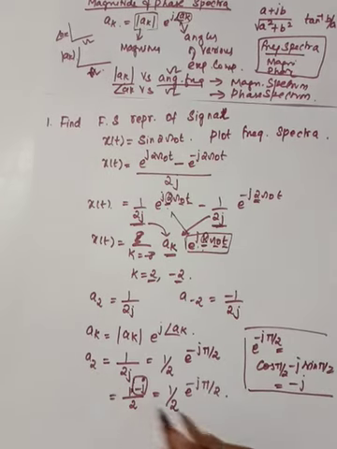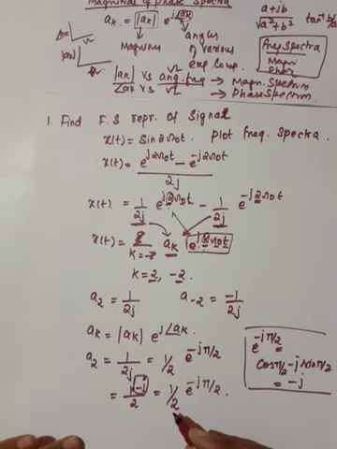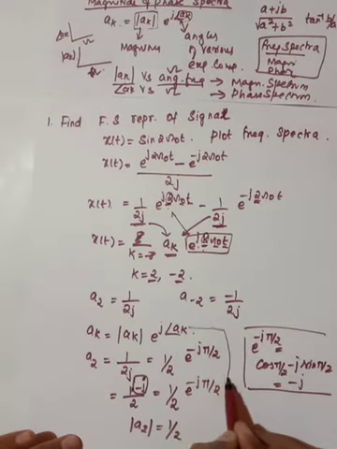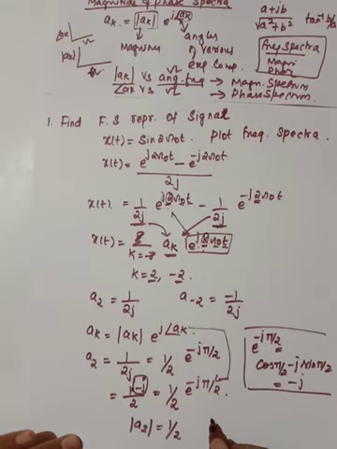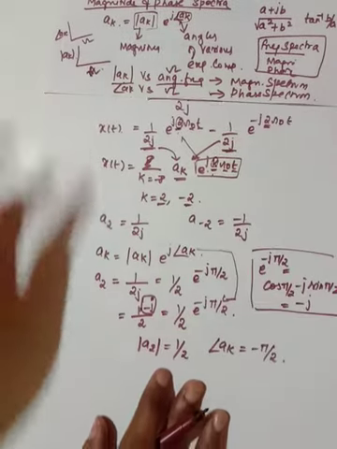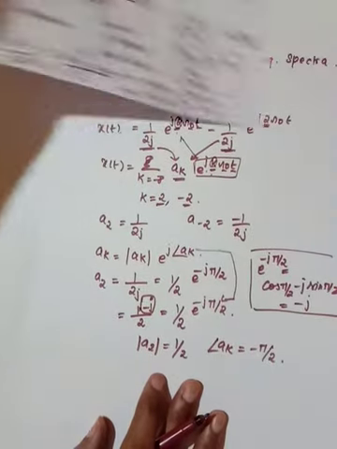Now I have represented this in terms of magnitude and phase. So your a2 is nothing but 1/2 e^(−jπ/2), and when you compare these two, the magnitude of a2 is 1/2 and the phase of a2 is minus π/2. So this is the coefficient we have found.